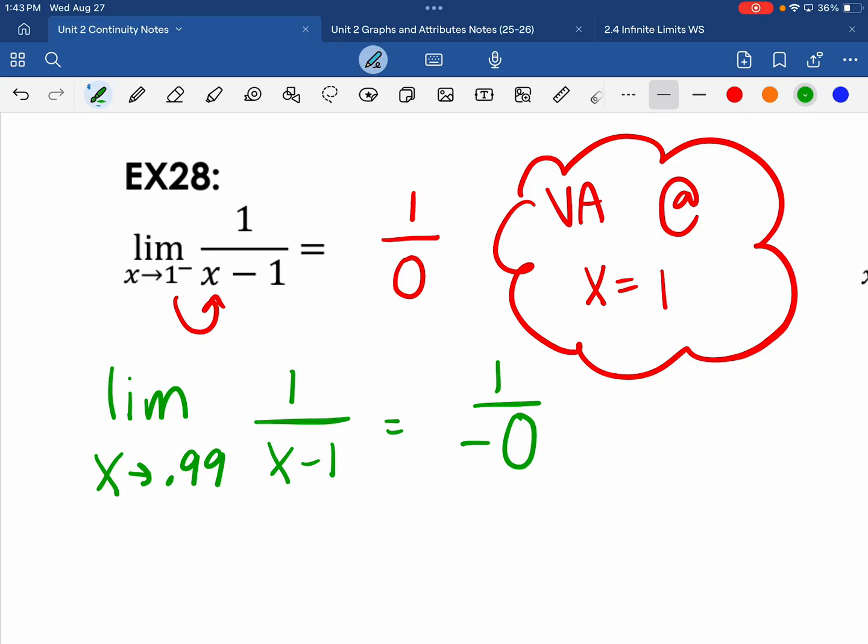It's not really 0. It's just so close to 0. It's like 0.00000, but it's negative. Now, a positive number divided by a negative number is going to be a negative. And remember, my options are either infinity, negative infinity, or D and E.